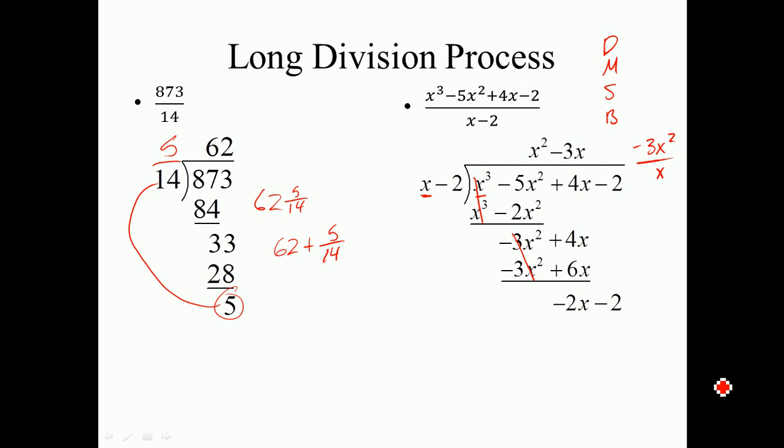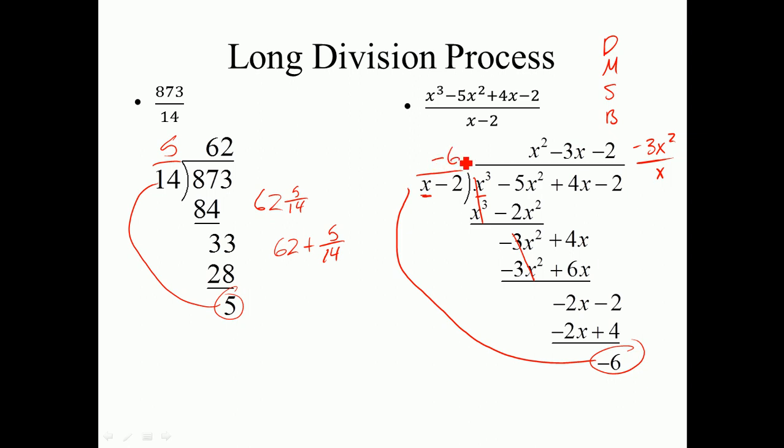So how many times is x going into negative 2x? It goes in negative 2 times. Negative 2 times x minus 2 is going to be negative 2x plus 4. And we subtract one more time to get negative 6. Since there's nothing else to bring down, this right here is our remainder. And we take our remainder, put it over our divisor. So what's that, negative 6?